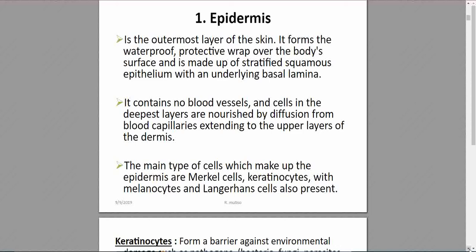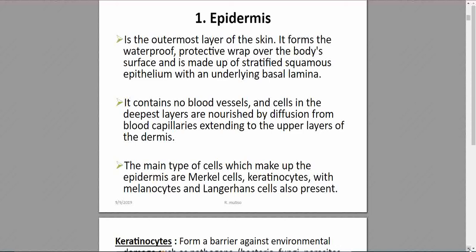So let's go to the epidermis. Let's start with that, then check on it small by small. So here in the epidermis we have the outermost layer. I told you that it's a waterproof protector over the body surface, and it's made up of stratified squamous epithelium. Don't forget that the type of epithelium that makes up the epidermis is stratified squamous epithelium with an underlying basal lamina. Most of them have a basal lamina. That is the basement membrane of most stratified squamous epithelium. That is where they generate from.